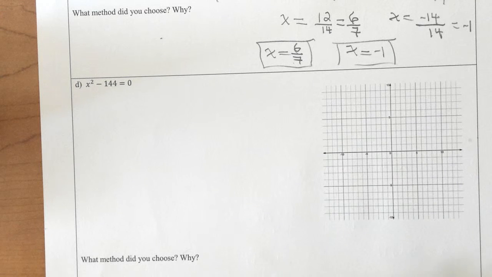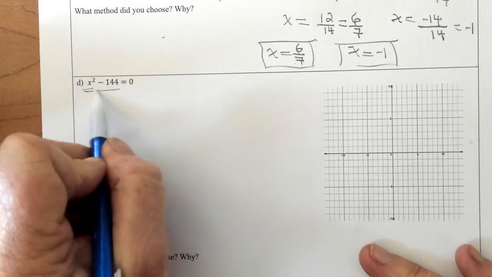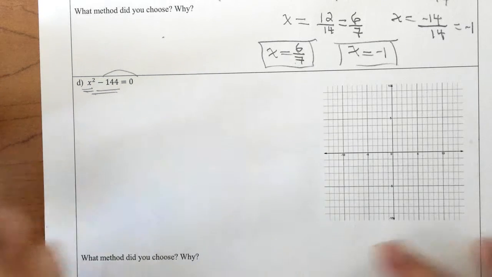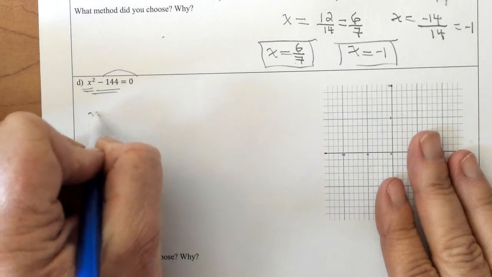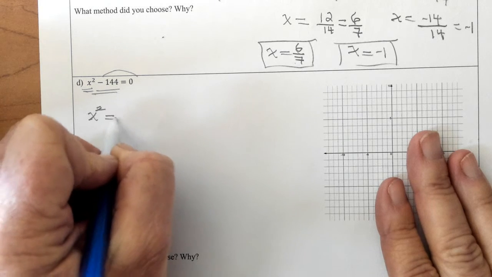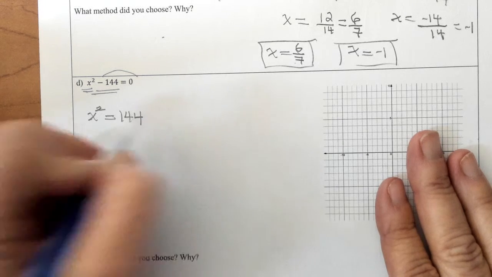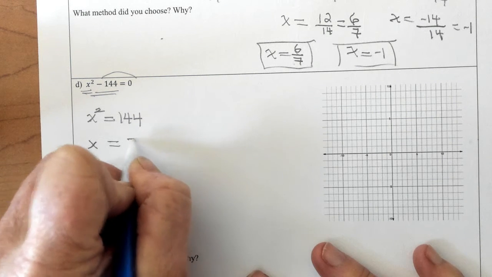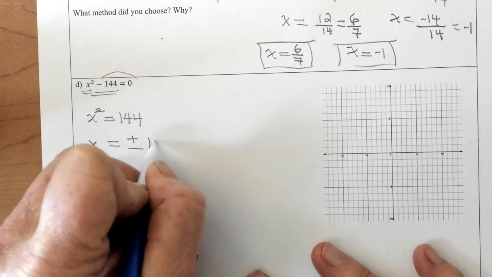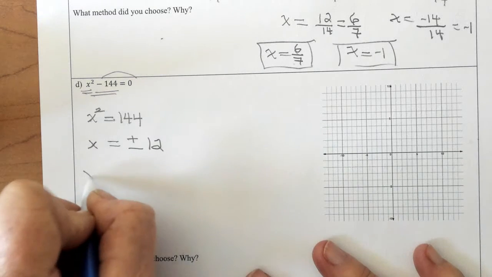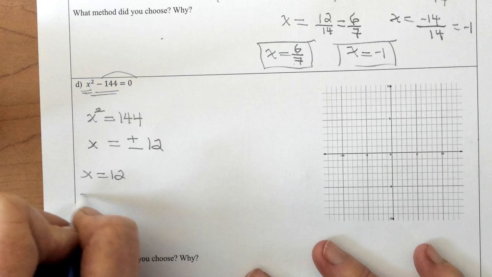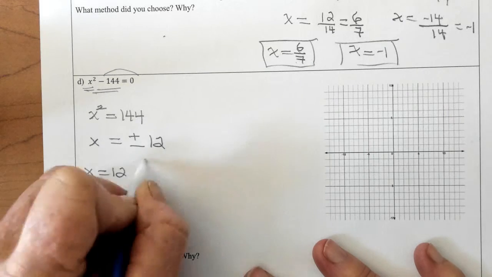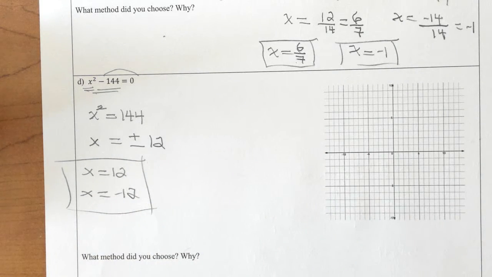All right, moving on. D. Wow, I'm looking at a perfect square, move that over. I should be good, right? So I've got x squared is equal to 144. Take the square root of both sides, which leaves me with x is equal to plus minus 12. So therefore I've got two solutions. X is equal to 12 and x is equal to negative 12. I am done. Good to go.